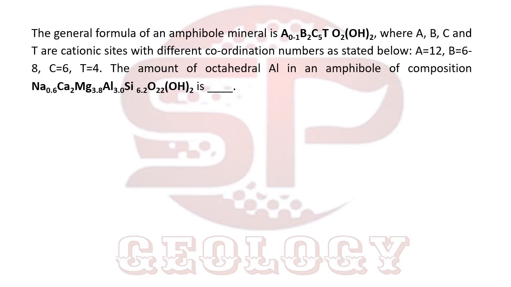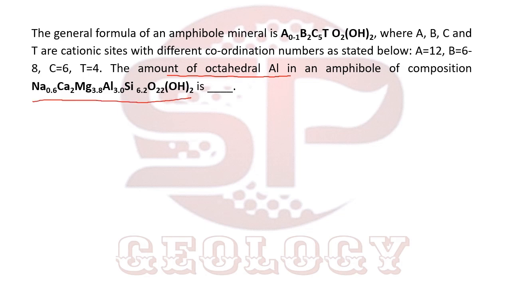Next, the general formula for amphibole mineral is given. It is the general formula A0 to 1 B2 C5 T8 O22 (OH)2. So we have to find out the amount of octahedral aluminum in this amphibole composition.